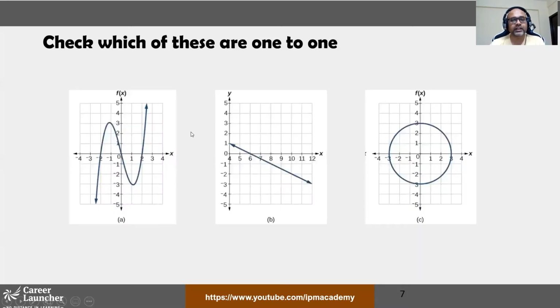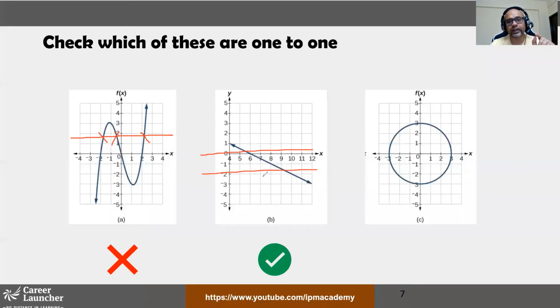Look at these. Which of these is a one-to-one function? Pause the video and take a look. Those of you who have done it, check your answers. The first one is not a one-to-one function because any line I draw intersects it at three points. The second one is clearly a one-to-one function because any horizontal line I draw cuts it only once.